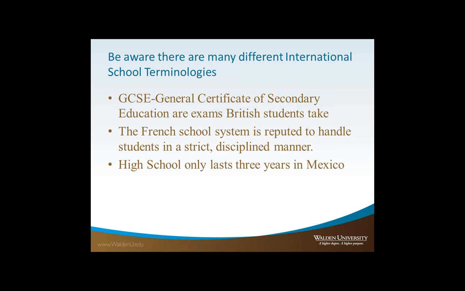There are exams British students take at the age of 16, the sophomore year equivalent, in different subjects to determine their academic achievements. Also, we found out that French school systems, they're reputed to handle students in a very strict and disciplined manner. And also, in Mexico, students are only required to complete 3 years of high school to earn a diploma.